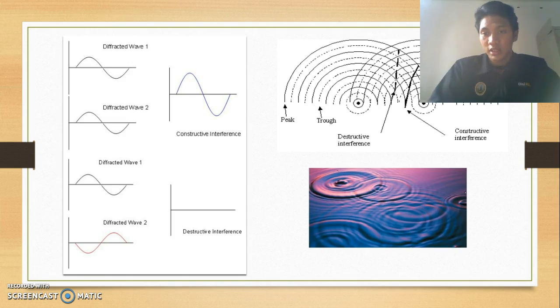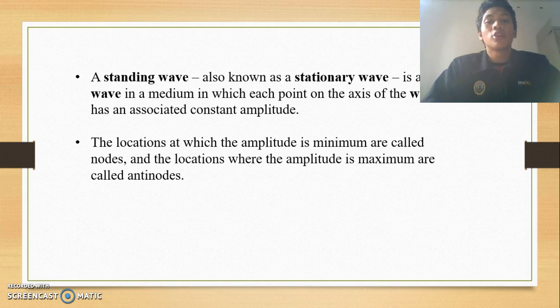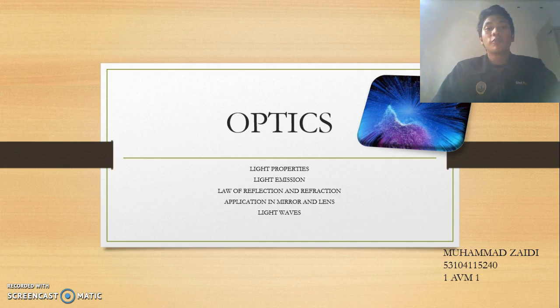As we can see for destructive and constructive, the dotted line is the destructive, while the constructive is the smooth line. Standing wave, also known as a stationary wave, is a wave in a medium in which each point on the axis of the wave has an associated constant amplitude. The locations at which the amplitude is minimum are called nodes, and the locations where the amplitude is maximum are called antinodes. Okay, we are done with the wave.